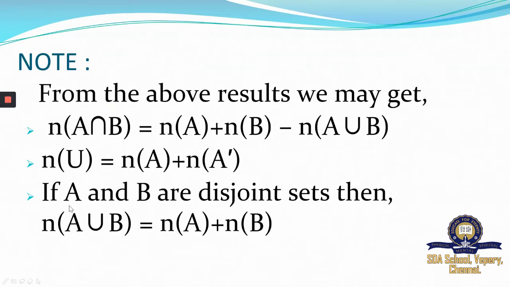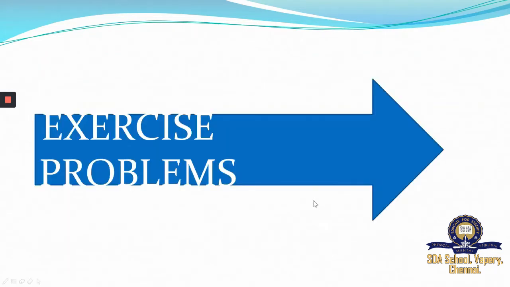And in case A and B are disjoint, meaning there is nothing common between them, then we can say that n(A ∪ B) = n(A) + n(B). So the intersection part alone is excluded if A and B are two disjoint sets. Now let's move on to the exercise problems.